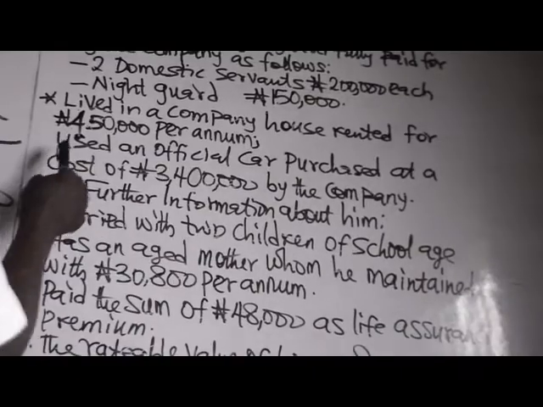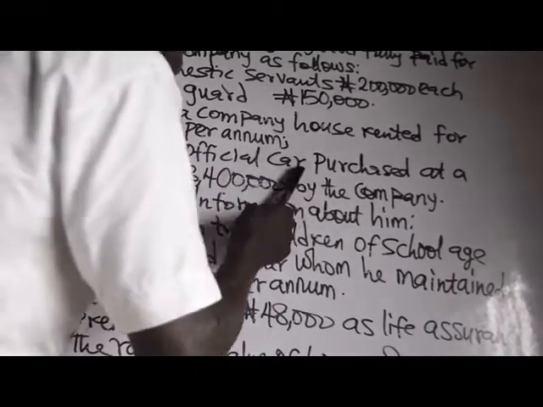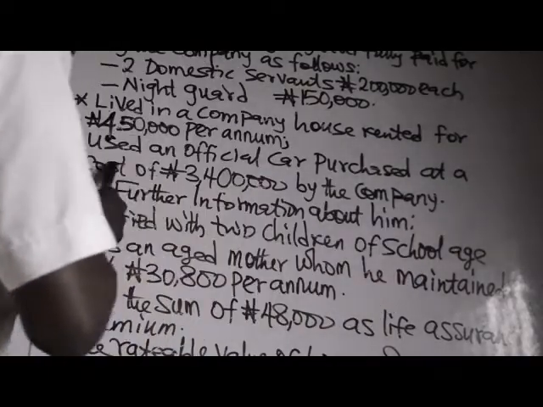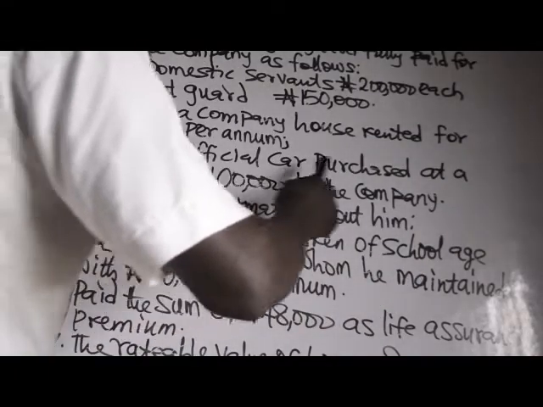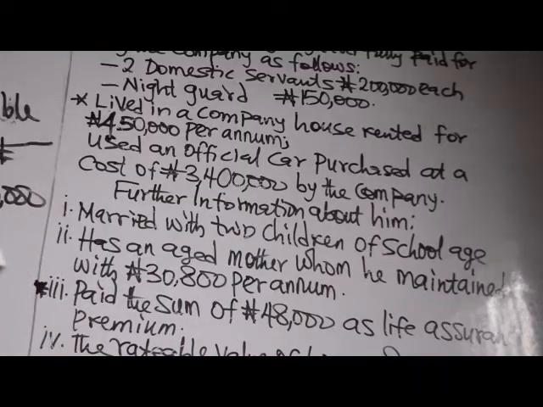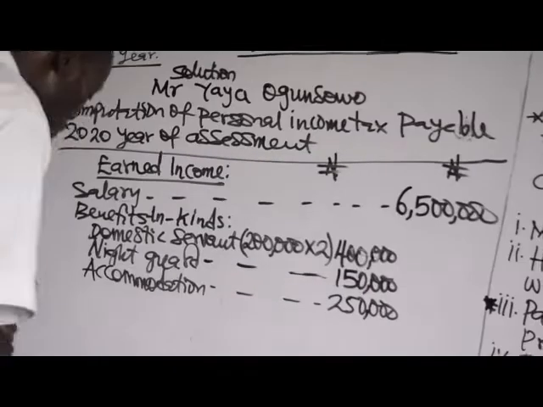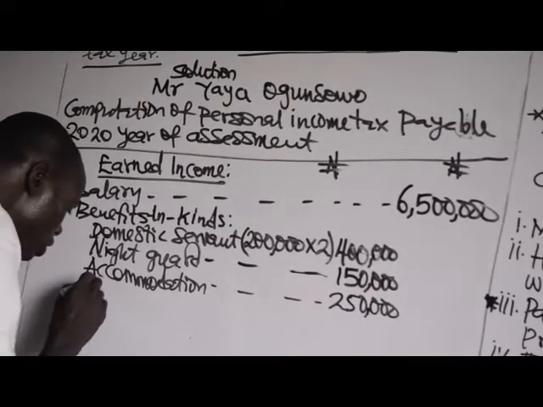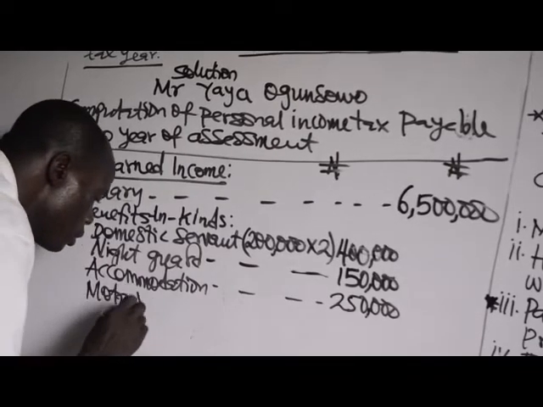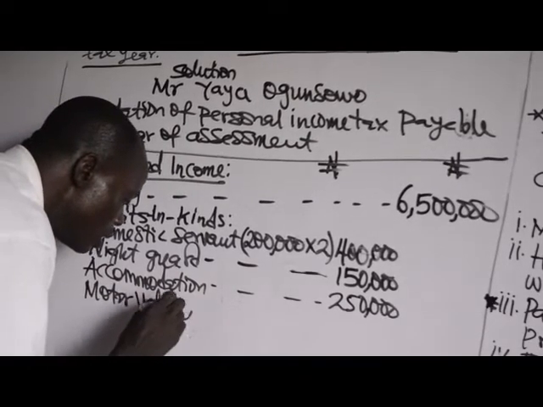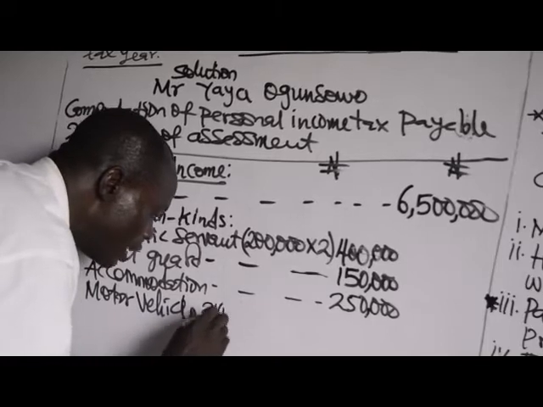After accommodation, he used an official car purchased at a cost of 3.4 million naira by the company. He also enjoyed an official car. So, motor vehicles, it was purchased for 3.4 million.